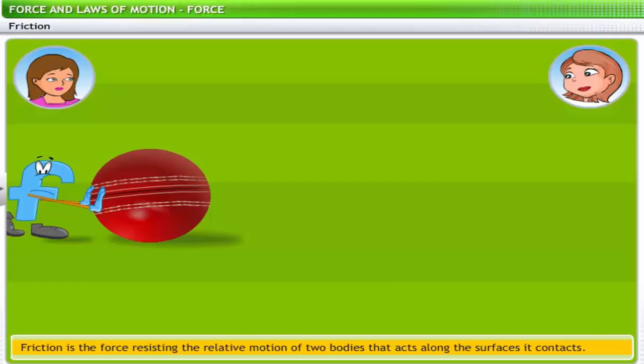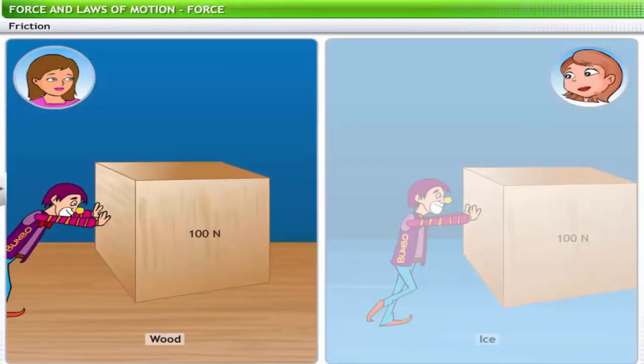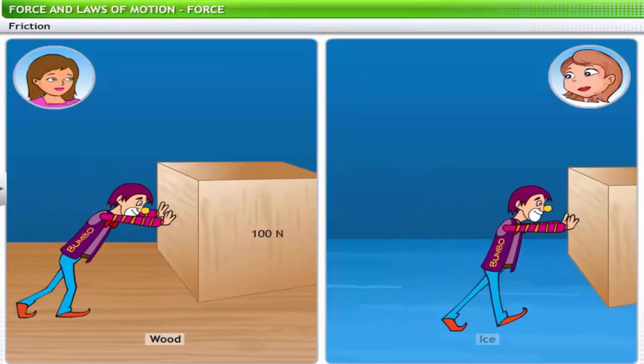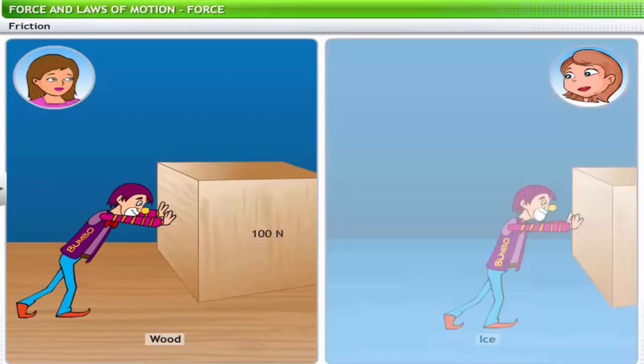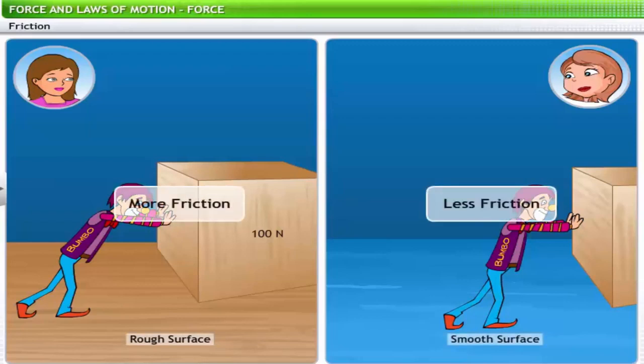Is friction the same on all surfaces? That's a good question. Look at this. It needed a lot of force to push the block in the first case. And yet, in both the cases, it is the same block. So was it the type of surface that made the difference? Yes. Rough surfaces offer more friction, while smooth surfaces offer minimal friction.